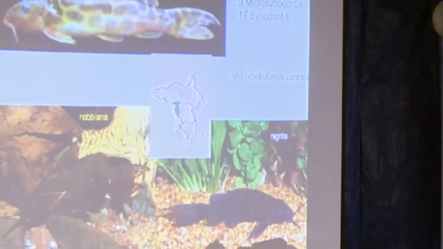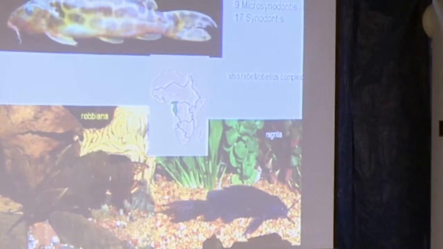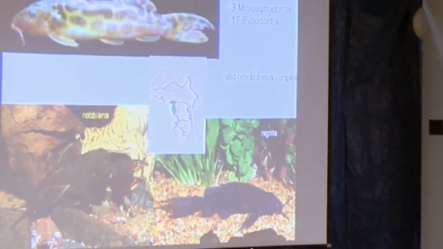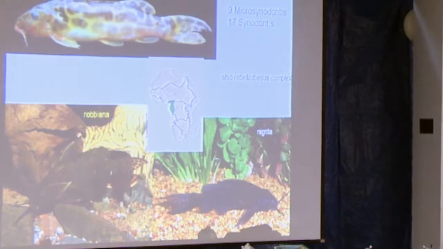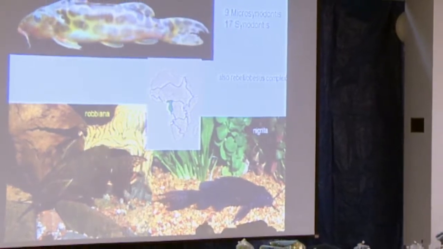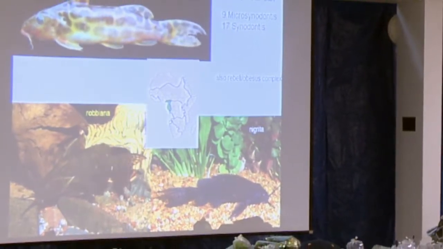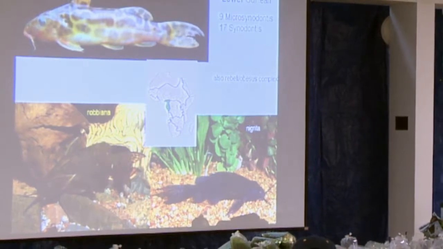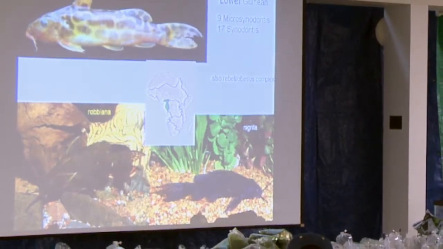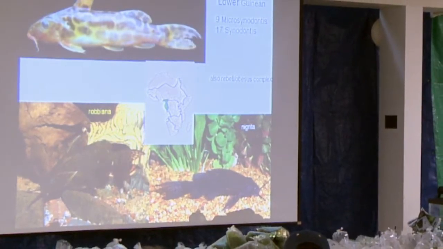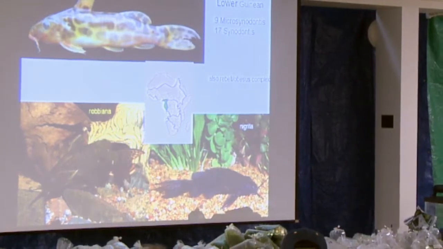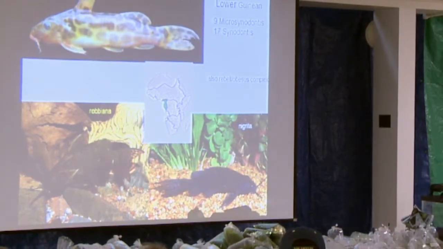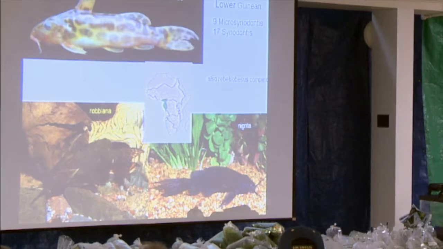Everybody talks about brown with black spot Synodontis, and a lot of these ones come from this area that you see. From this area also, there's 9 microsynodontis, which is actually my favorites, and there's 17 Synodontis from this area alone. You've got Batesi, which is a nicely patterned fish. And then these are also some of my favorites here.